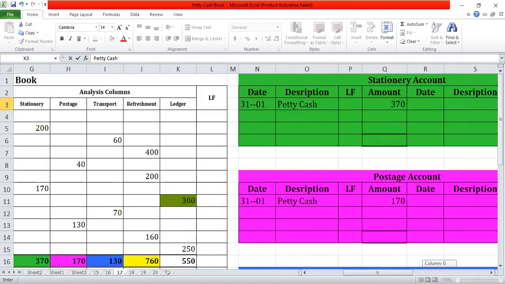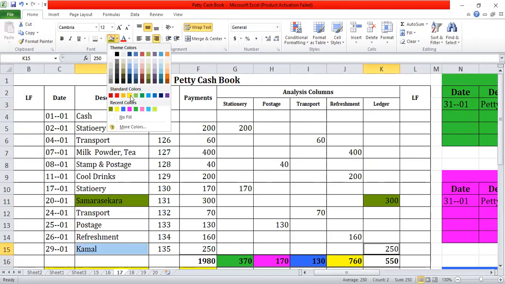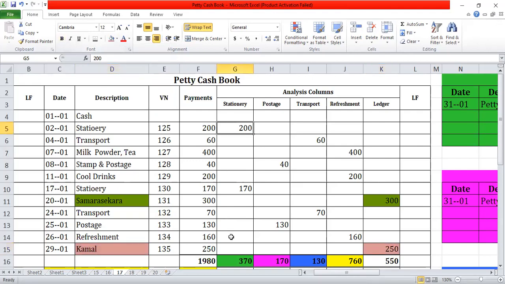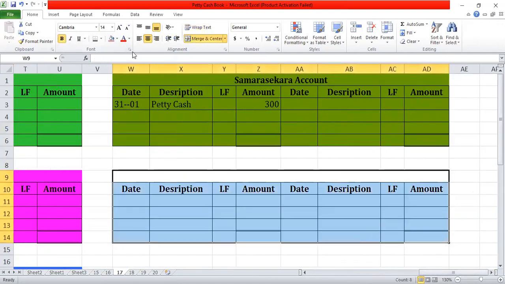I didn't record the total. In the ledger, I have to do nothing with the total. But listen to me. In the ledger, we have two separated accounts for what we record in the ledger. So to record them in their respective accounts, 300 in Samarasekara's account, and I need another one that is for Kamal, 250. Open another account for Kamal. This is Kamal's personal account.